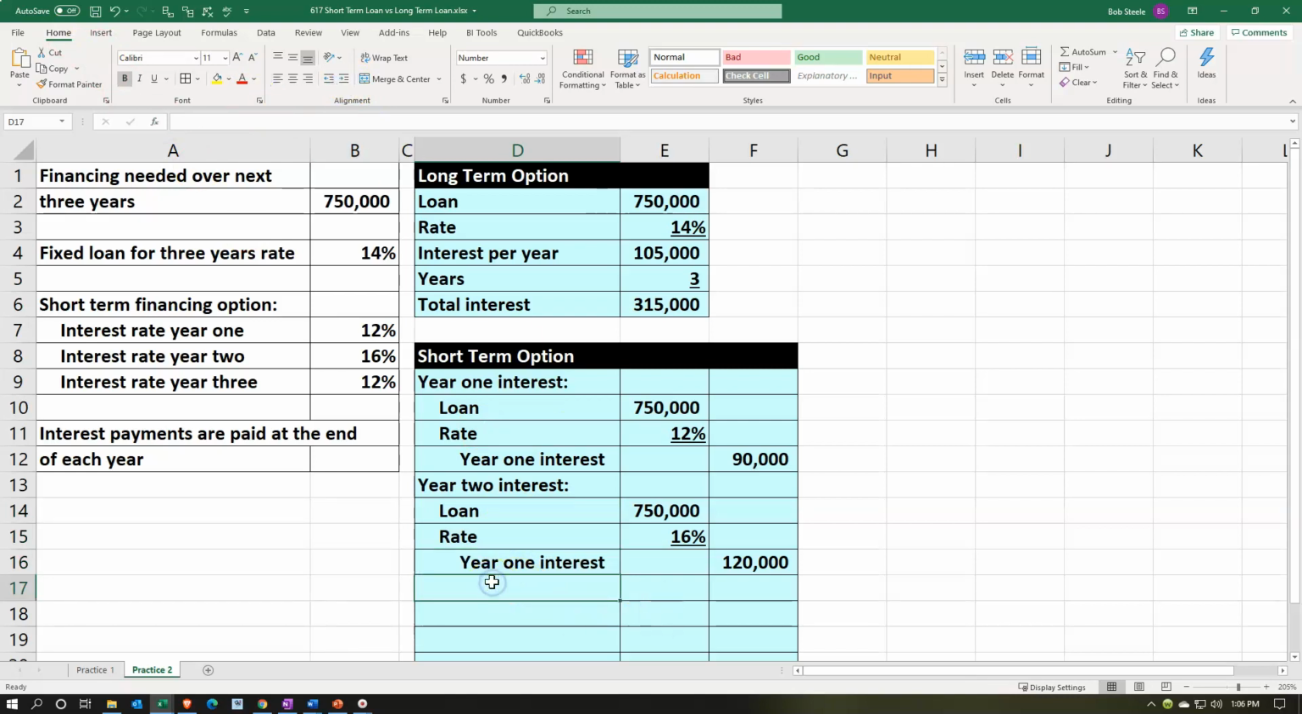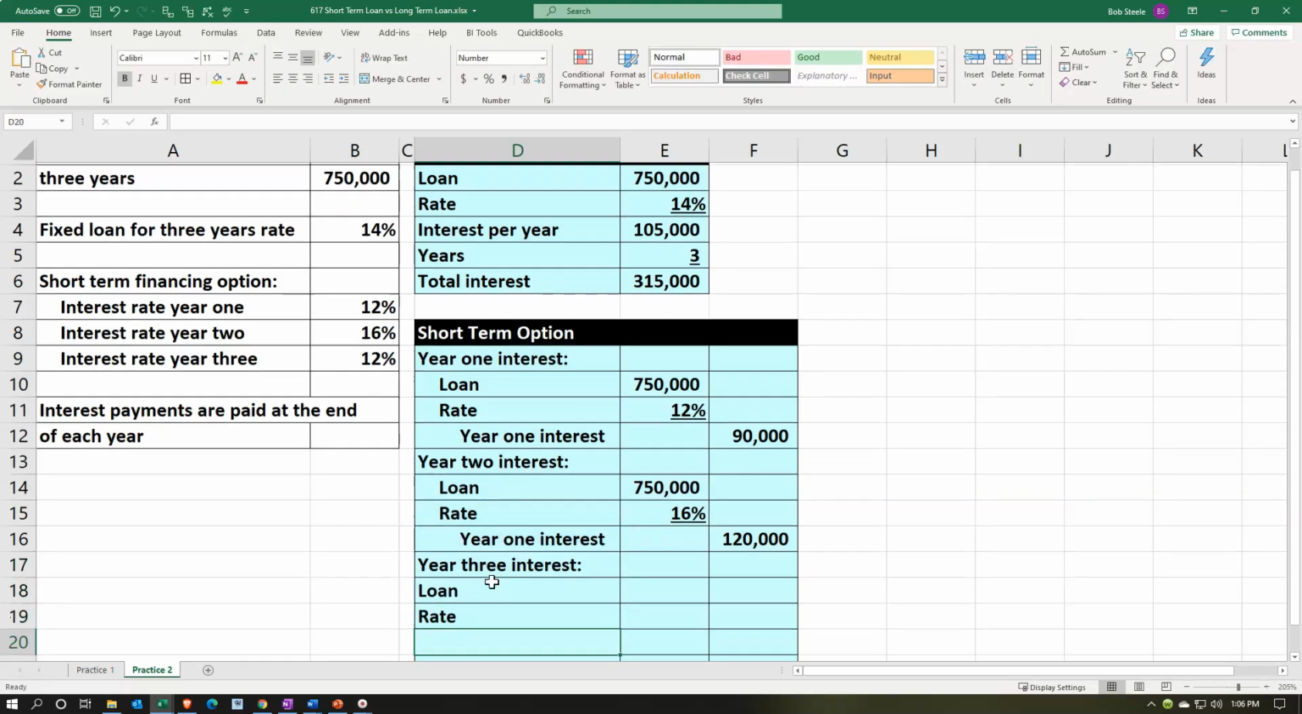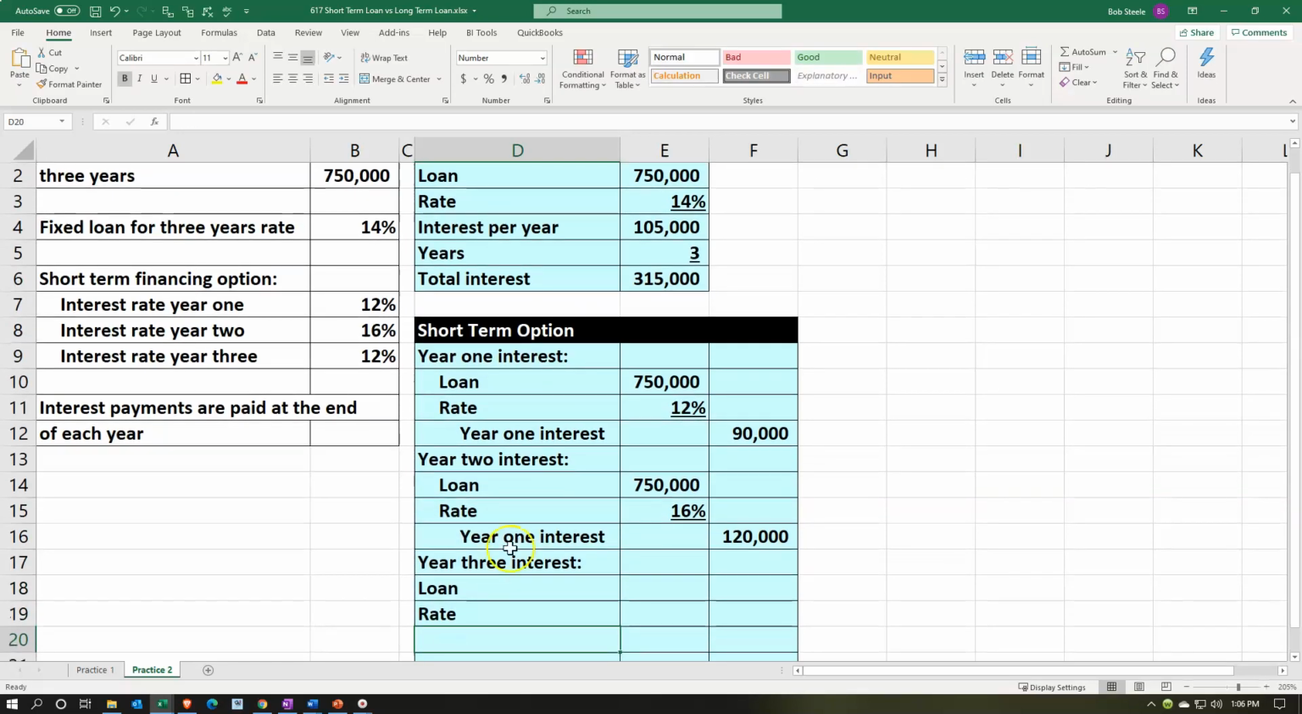And let's do it one more time for year three. Year three interest, colon. This is going to be equal or plus the loan, equal or plus the rate. And this last one, I did the equal or plus, and I can't do it right there. Let me do that again. This should be year two interest, not year one interest. And this is going to be year three interest.